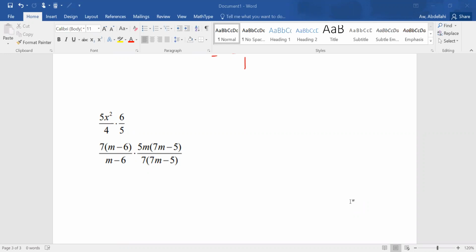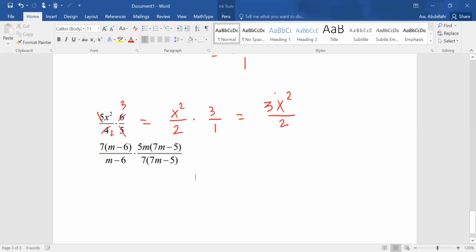All right. The first one, before we do any multiplication, can we cross out something? Yes, you can cross out both 5s and they equate to 1. Then you can cross out the 4 and 6, and then it's 2 and 3. You can cross out the 5s right here, and then here this is 3, this is 2, right? So we get x squared divided by 2 times 3 over 1, right? So we get 3x squared over 2. See?